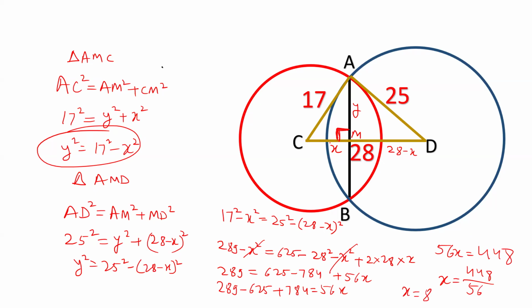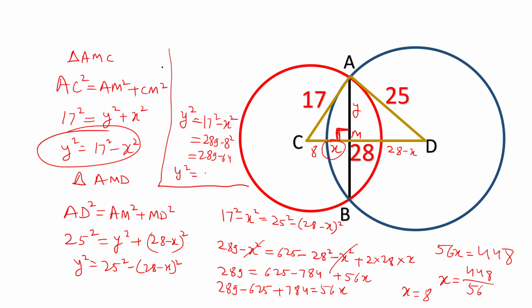And if x equals 8, then using the Pythagoras theorem in triangle AMC, we know that y square equals 17 square minus x square. 17 square is 289 minus 8 square, which is 64. So y square equals 225 and y equals 15. So the length of AM is 15, and similarly BM is also 15. The value of AB will be 15 plus 15, which is 30 centimeters.